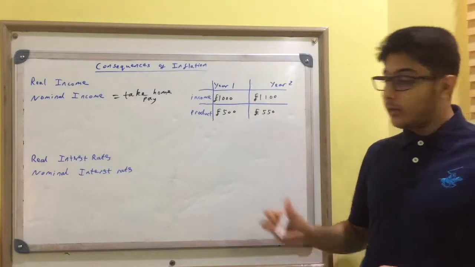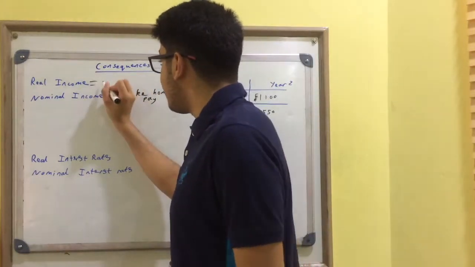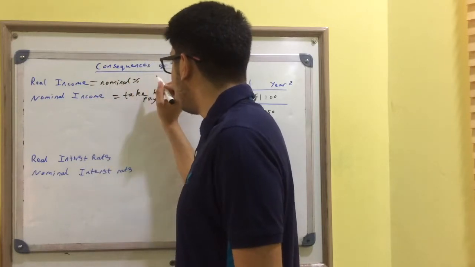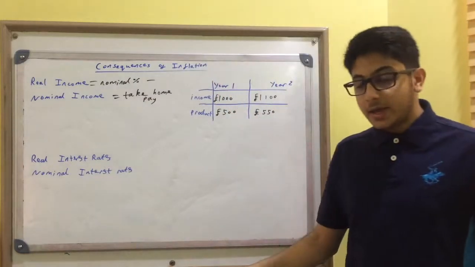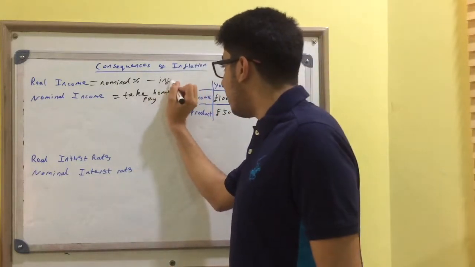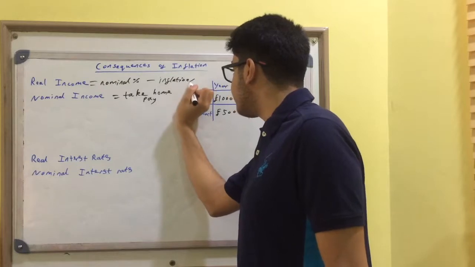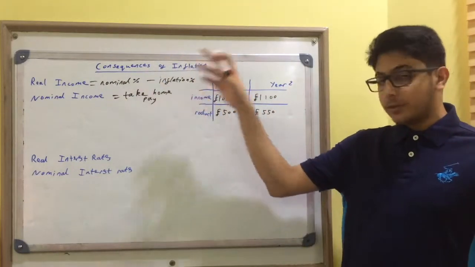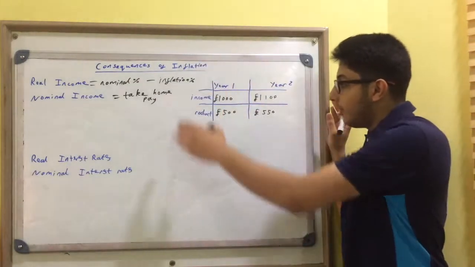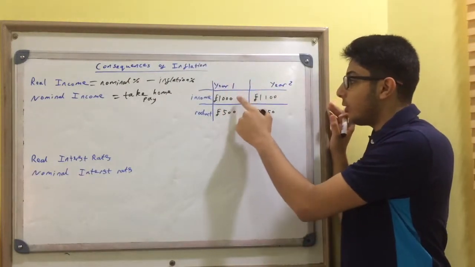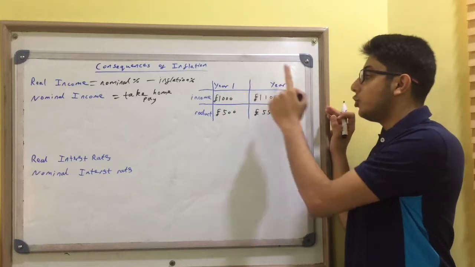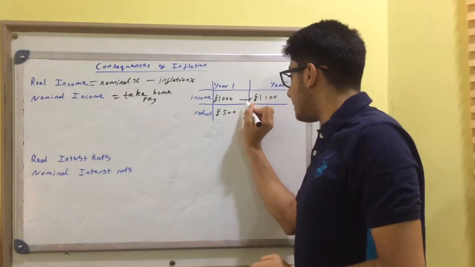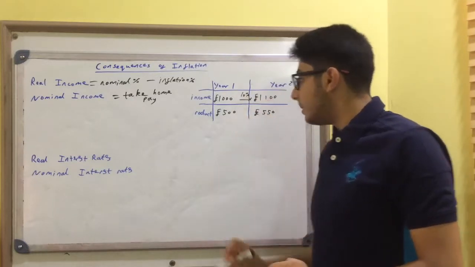Your real income, however, is the percentage change in your nominal income take away the rate of inflation. So real income is adjusted for inflation. Now here we have an example. Your income increases from £1,000 in year 1 to £1,100 in year 2. So that is a 10% increase.